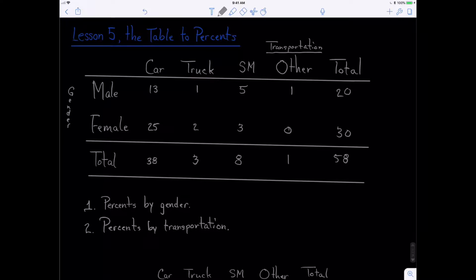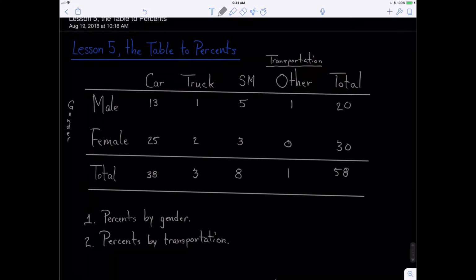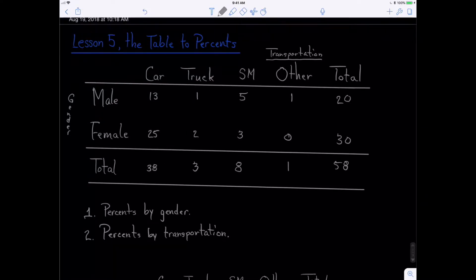So today we have two activities. The first one is down here. Number 1 is we're going to write percents by gender, and then we're going to make another table and we're going to write percents by transportation. So let's take a look. We'll start with number 1.